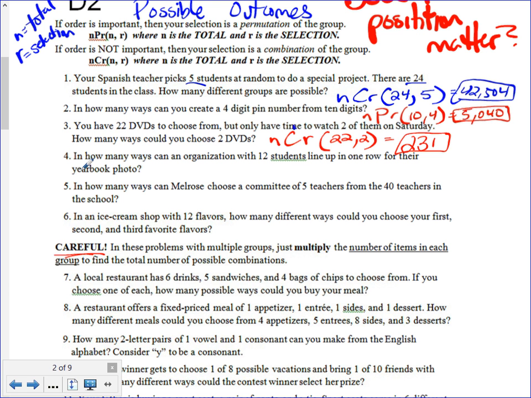Let's do number 4, and this is probably the hardest one for you to wrap your mind around. How many ways can an organization with 12 students line up in one row for their yearbook photo? So we got people lined up for a picture. You've probably taken a family picture before. Who has a lot of brothers and sisters? How many of you have 9 brothers and sisters?